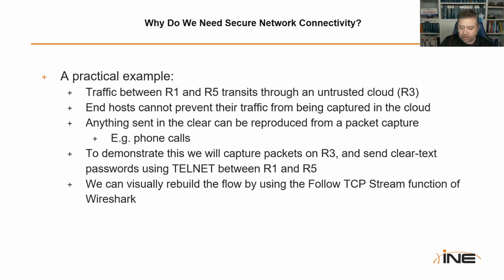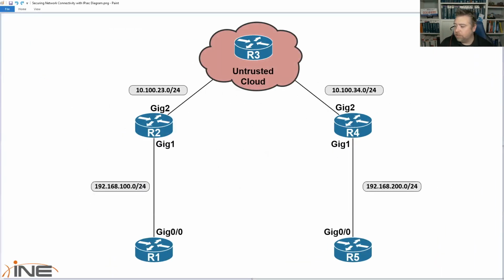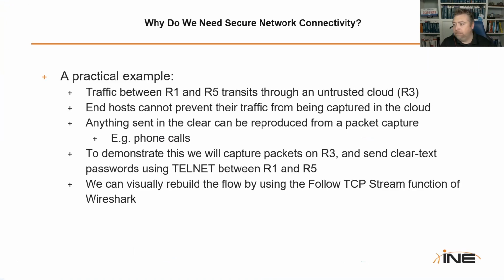If we take a look at our diagram for today, we have 5 routers connected in serial: router 1 to 2 to 3 to 4 to 5. Our ultimate goal is to provide secure connectivity between router 1 and router 5. The problem is that we have an untrusted cloud in the middle of the network. We have router 3, and we want to make sure that router 3 is not able to read our packets as we are transiting them between router 1 and router 5.